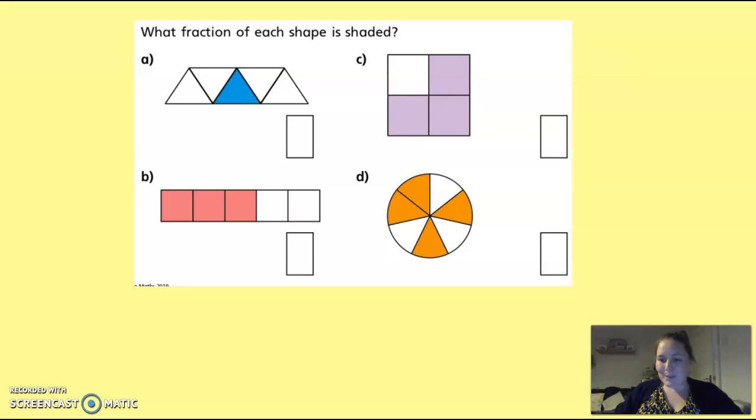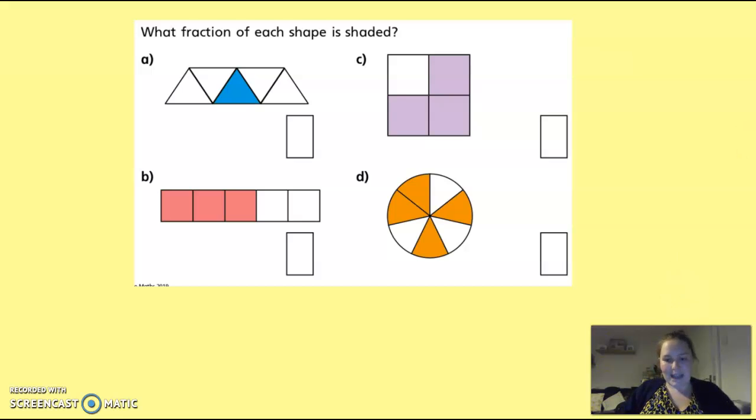So pause me to have a go at these questions. Can you work out by looking at the diagrams what fraction of each shape is shaded? Remember, the number on the top is how many parts you've got, so how many shaded parts, and the number on the bottom is how many parts you've got in total. Pause me and have a go and then come back for the answers.